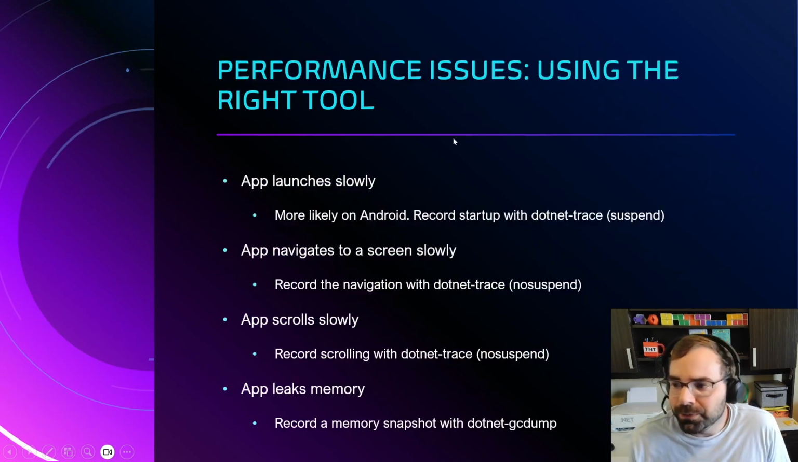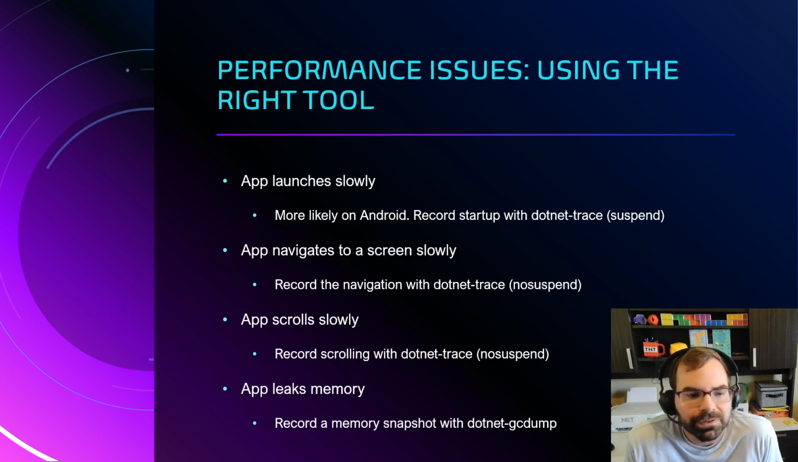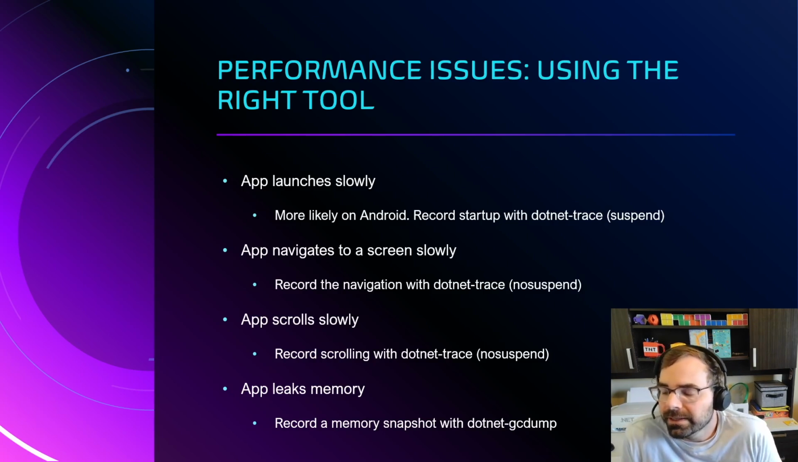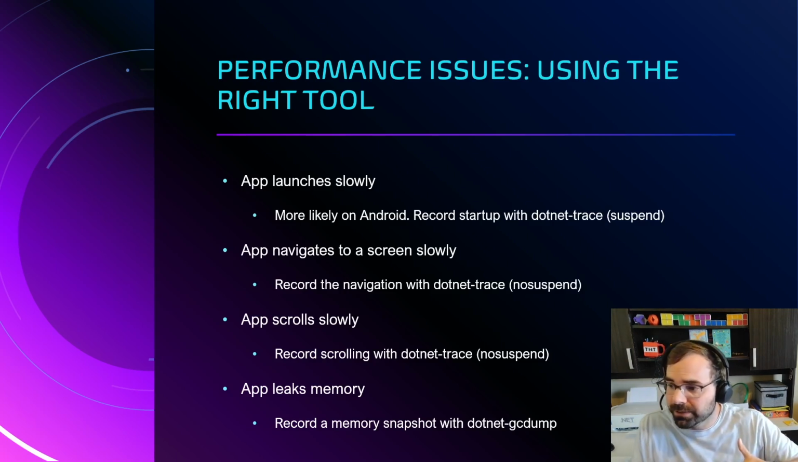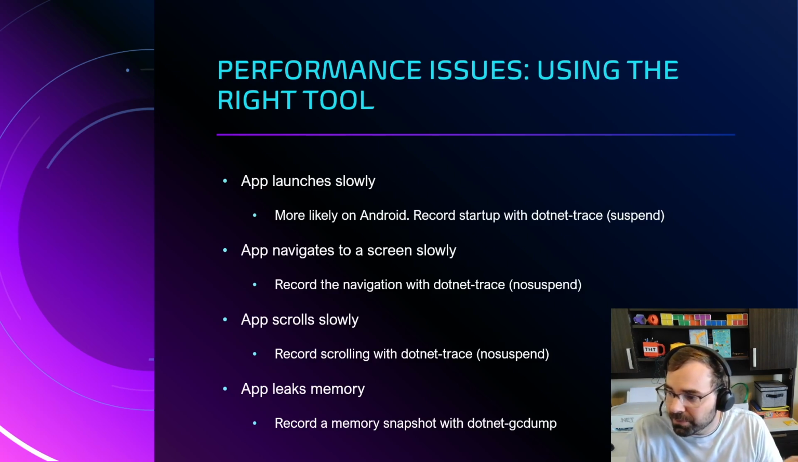So let's talk about the different tools you might use. Here's an example of some of the problems you might encounter. Let's say your app launches slow and you want to speed that up. That's more likely to happen on Android, I think. And so you could record startup with dotnet-trace in suspend mode. Another problem might be there's a particular screen that's slow. In that case, you don't need to record startup, you need to record just that screen. So you might use no suspend mode, and I'll talk about what that means.